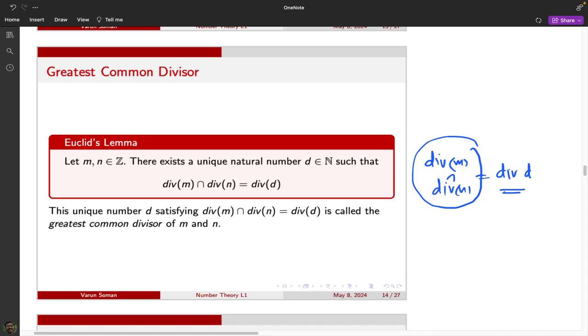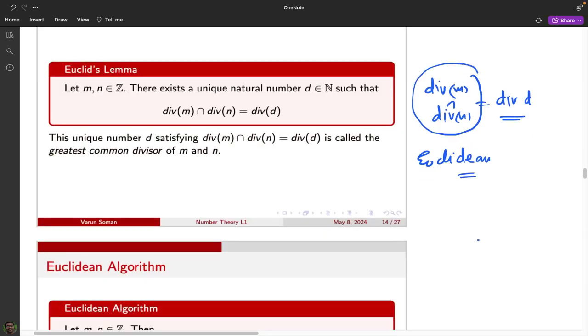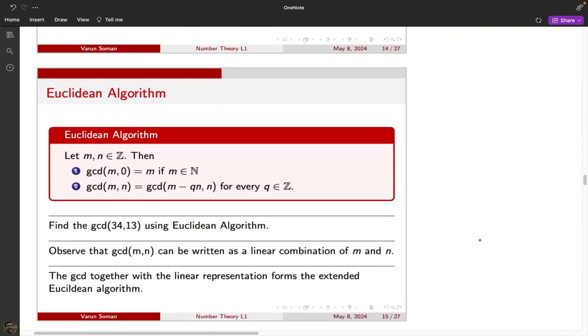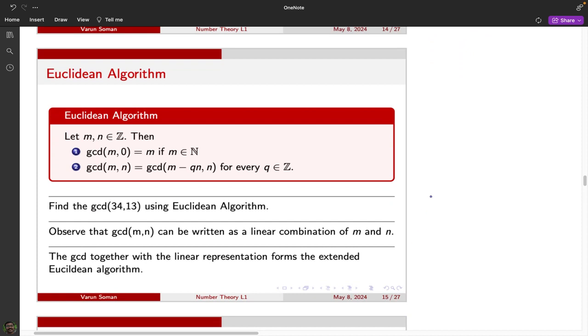Now we will discuss the significance of this result by using the familiar Euclidean algorithm, to find out the GCD of two numbers. For that we are going to use the Euclidean algorithm. Before that, remember this: what do we mean by the GCD of a natural number m and 0?